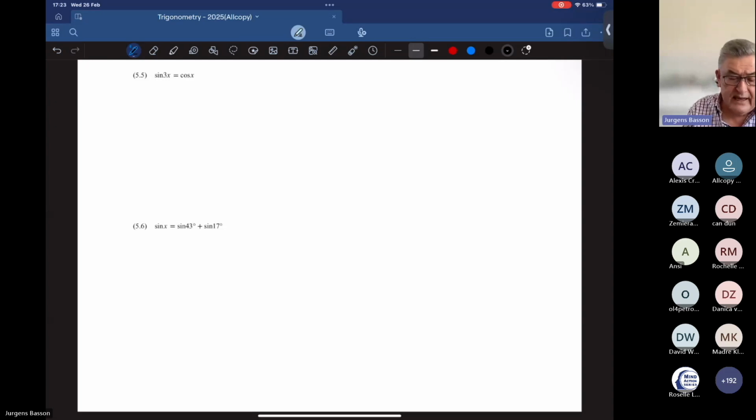We must get the names the same. So the question is, which one will you change? I will change the cos one because it's got only x with it. So I will say that this is the sine of 90 minus x. I subtract the angle from 90 and then cos changes to sine. And now you can see we've got a sine equal to a sine, and sine is positive in the first and in the second. Now we do it similar to the previous one.